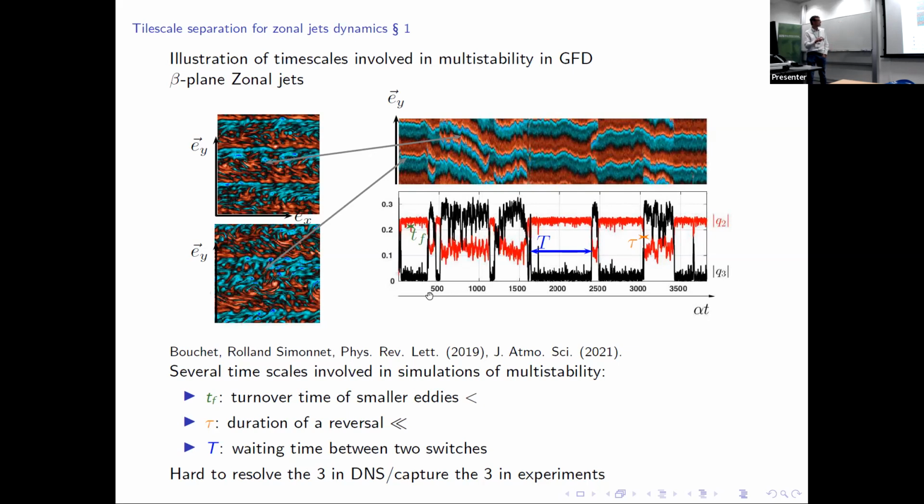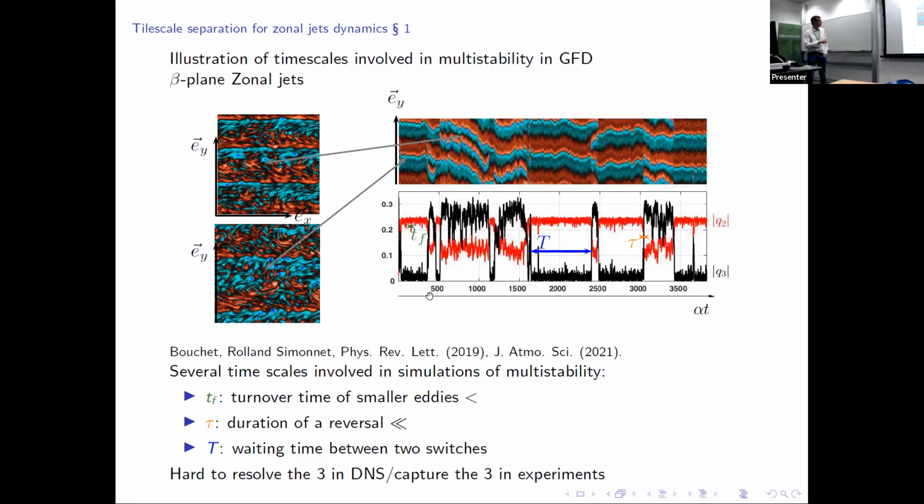The smallest time scale is basically the turnover time of the smallest eddies, which is the smallest time scale of the problem that you will have to include in your simulation. So you cannot have a dt which is larger than that, otherwise it's going to be nonsense. Then the slightly larger time scale, here in orange, is the duration of a reversal. So you have to resolve this also in a simulation.